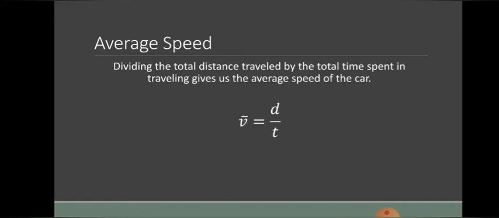So, for average speed, V represents speed. Your V has a dash on top, placed to indicate that it is what we call average speed.